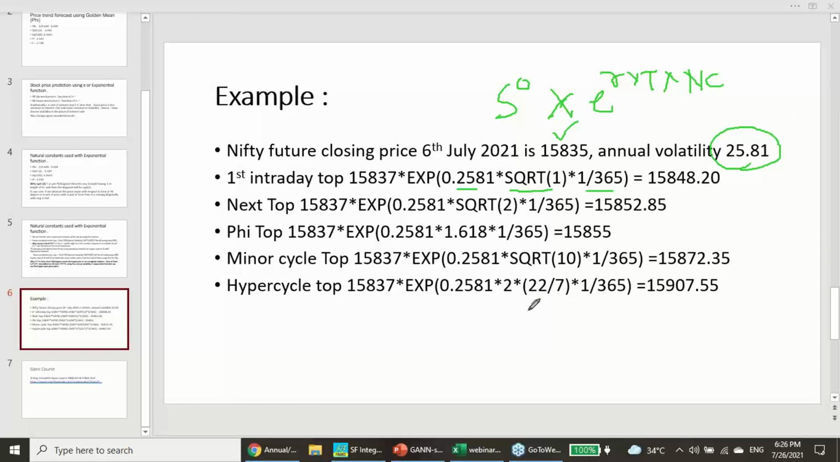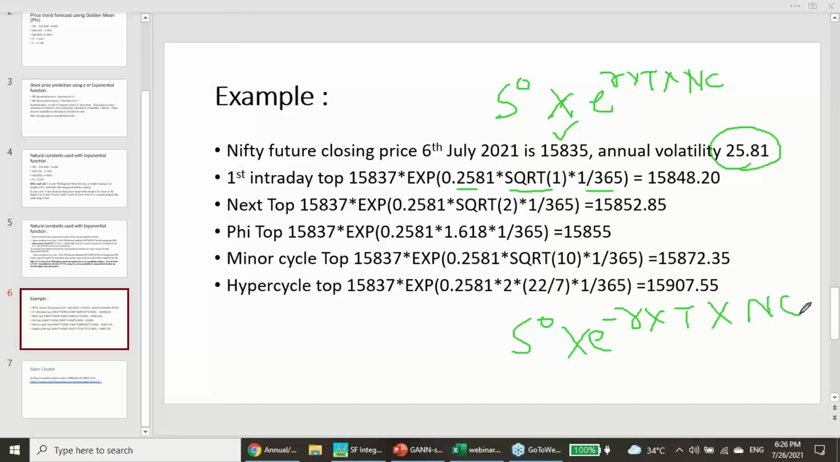So this is for uptrend. For downtrend, I am taking the opening price S0, the stock price opening, e to the power minus r into t, where the rate of return is nothing but the annual volatility into n into c. This is for the downtrend.